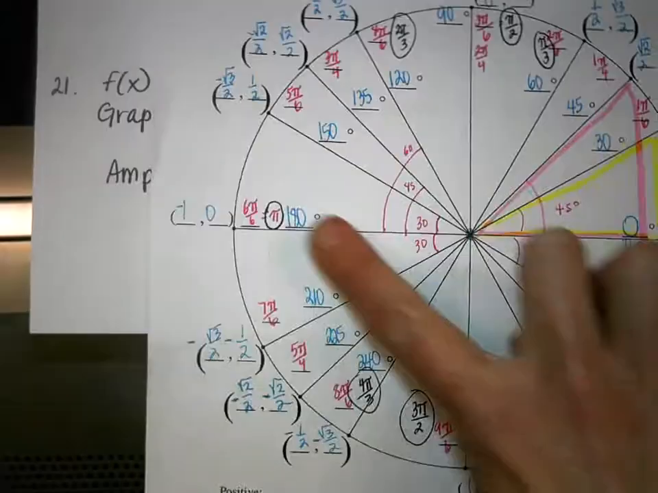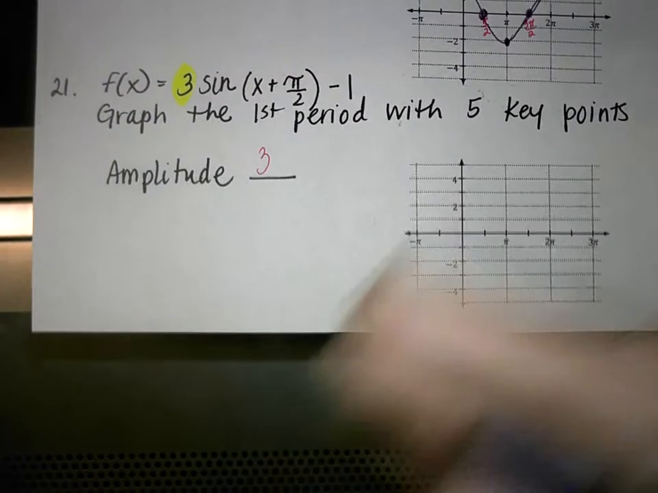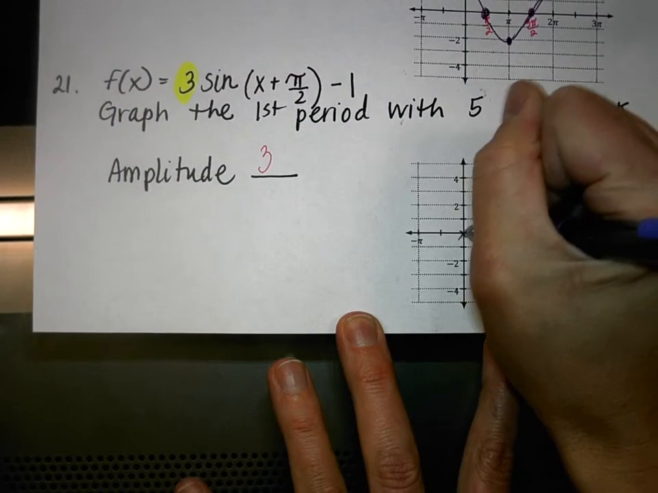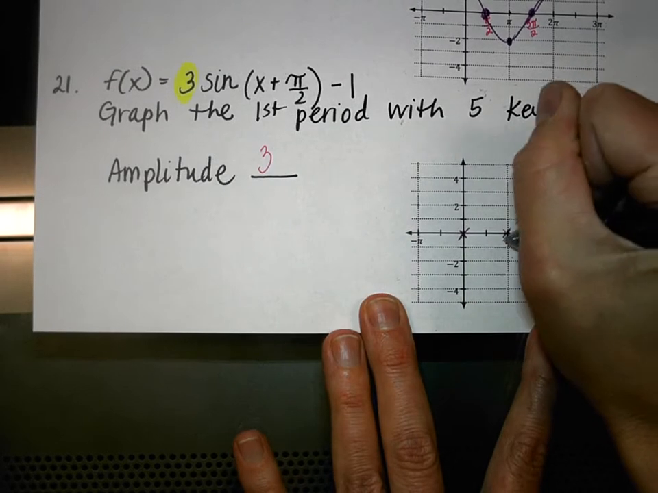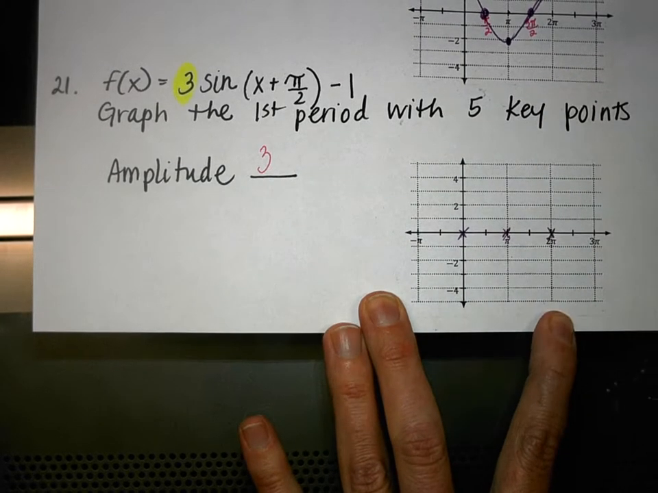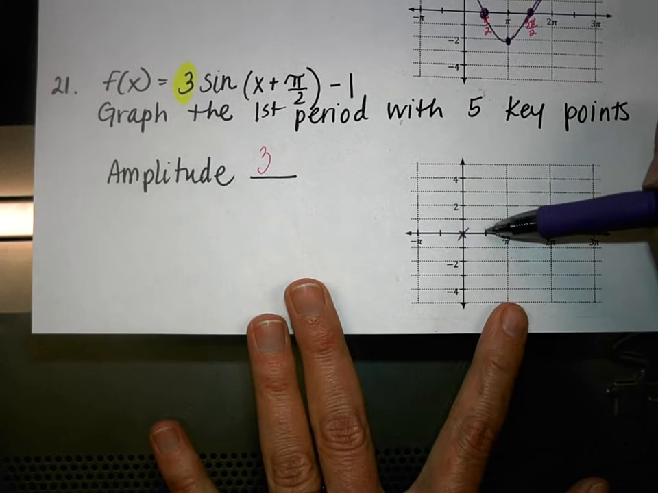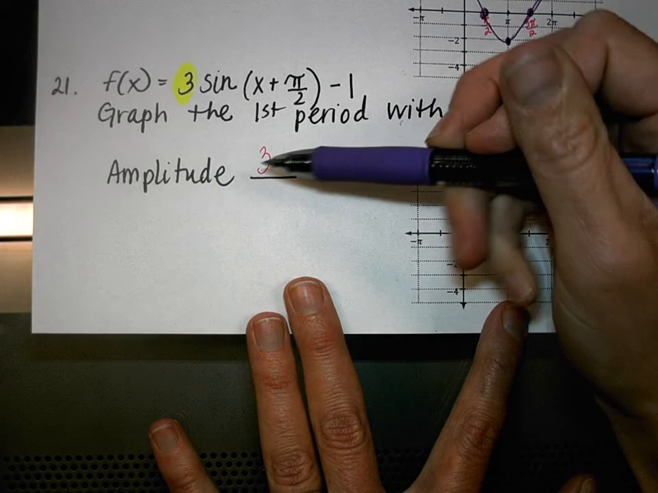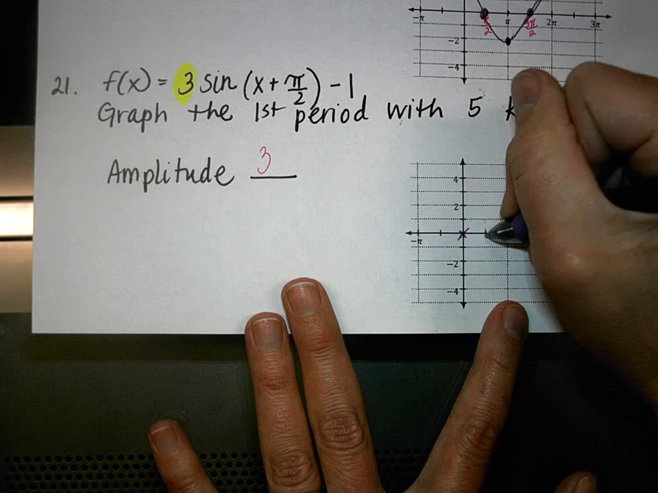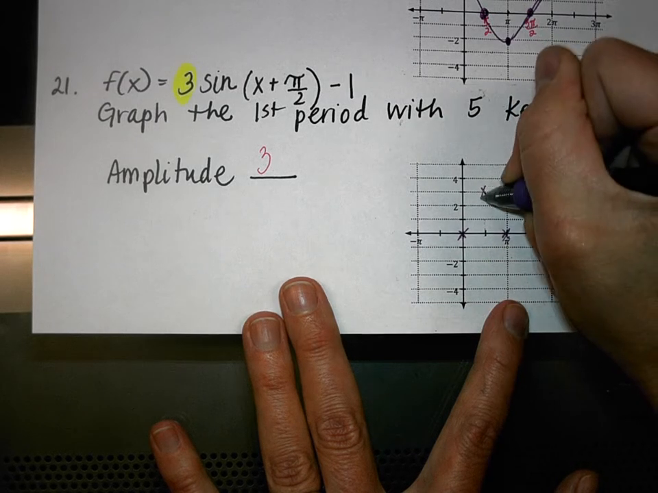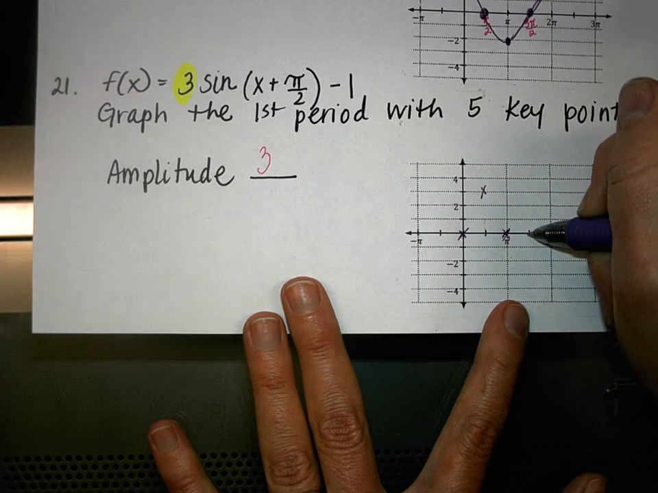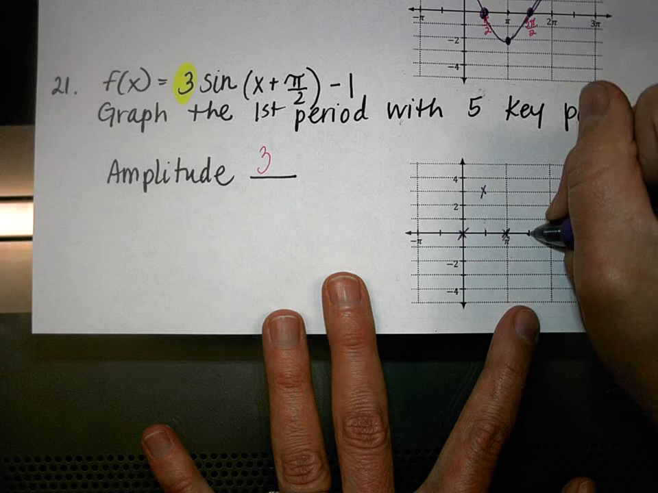So I'm going to make an x at 0, pi, and 2 pi for our sine function. Normally we would go up to 1 in between, but because our amplitude is 3, we're going to go up to 3. And then at our 3 pi over 2, we're going to go down to -3 and make an x.